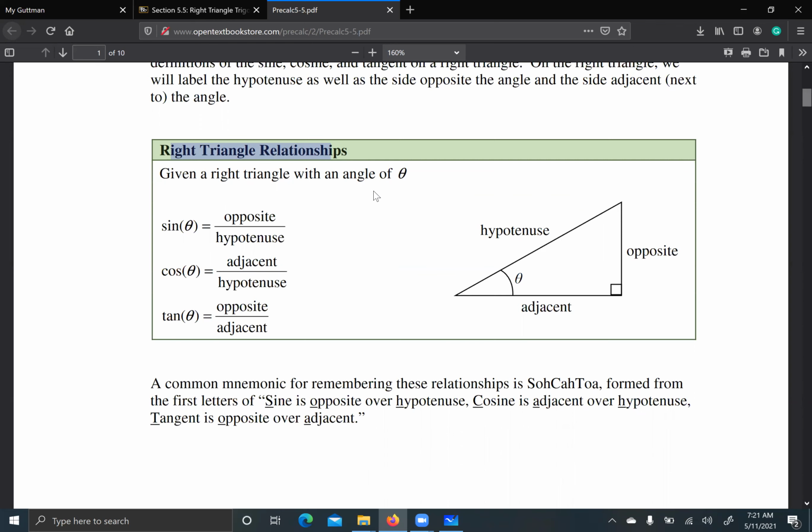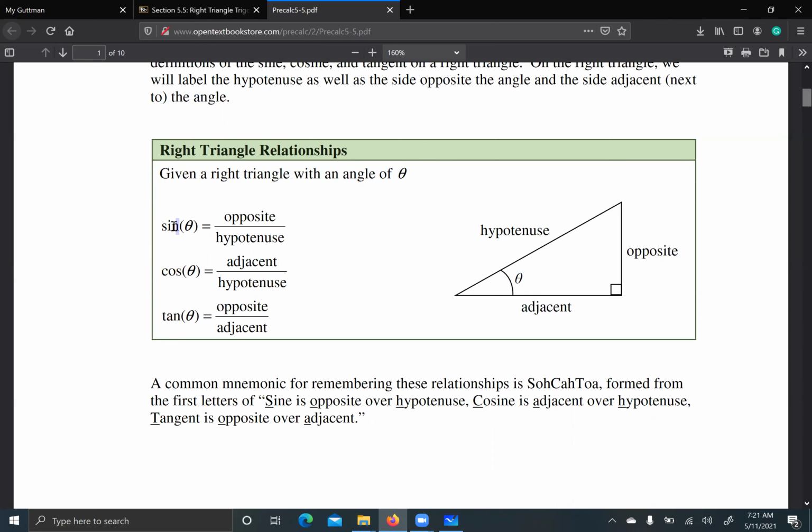So when you have a right triangle with angle theta, which is also shown in this picture, let's look at the sides of the triangle. This side we call the opposite, because it is the opposite side to angle theta. The other side is called adjacent, because it is adjacent to theta, and this one is called the hypotenuse.